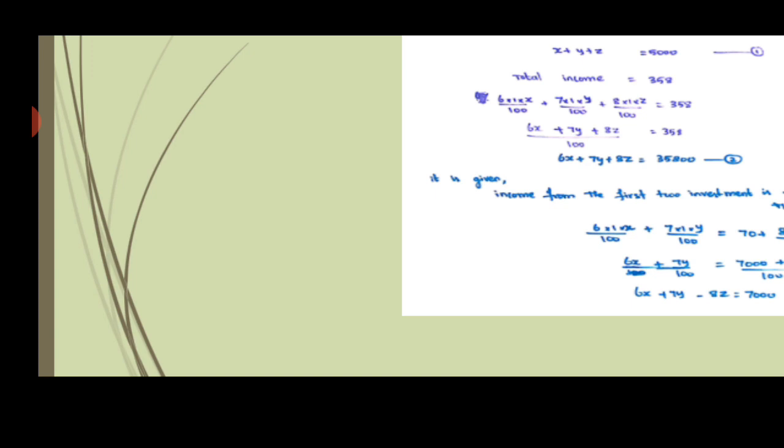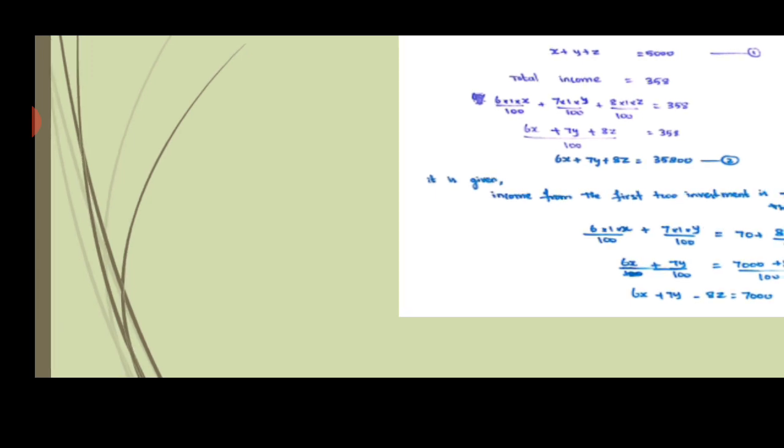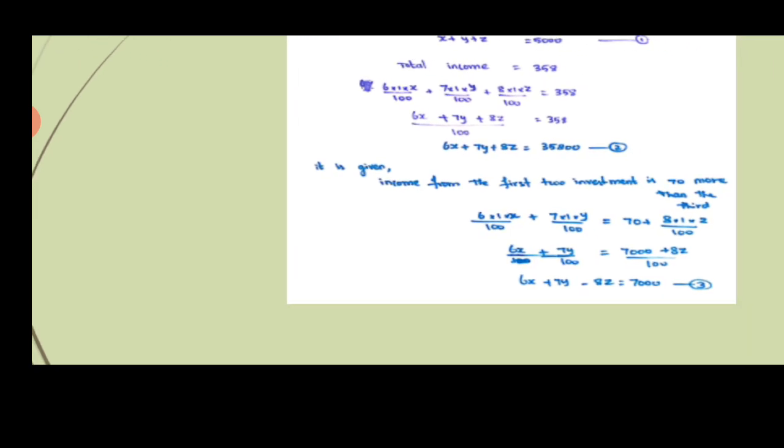In all that, the denominator is the same. So I write (6x + 7y + 8z)/100 = 358. The 100 I cross multiply to the other side of the equation. So I get 6x + 7y + 8z = 35,800. This is the second equation.